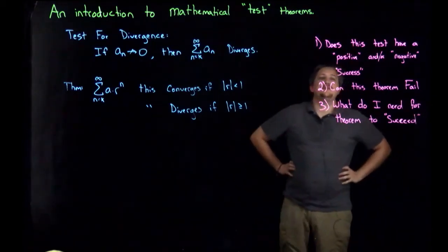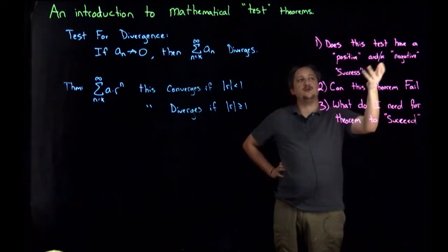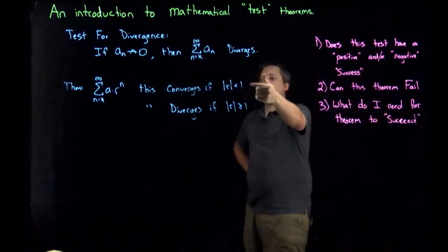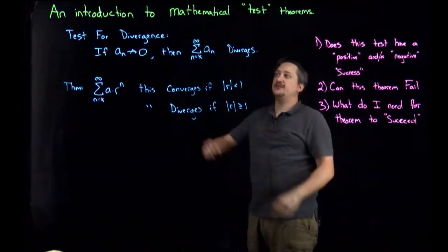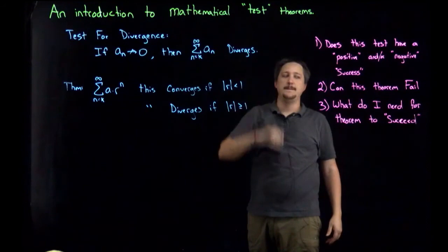All right, so on the first thing you say, okay, do I have positive and or negative successes? Really what you want to ask yourself is, do I have more than one possible outcome that I know for certain what the outcome is? Here, I know it could converge or I know it could diverge, whereas up here, I only have the one possible outcome. I only know that it might diverge, right?